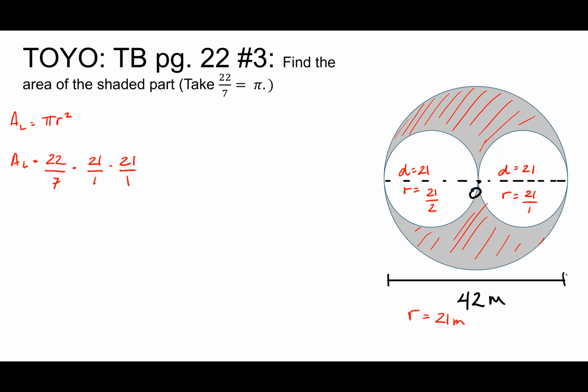Notice, do you guys see the little subscripts right here where it says area L? Right now we're doing the big circle. We're going to find the area of the big circle first. So use subscripts to help you remember what it is you're finding. All right, I'm going to cross off that 7 and one of the 21s, and I'm going to end up with 66 times 21. Uh-oh.